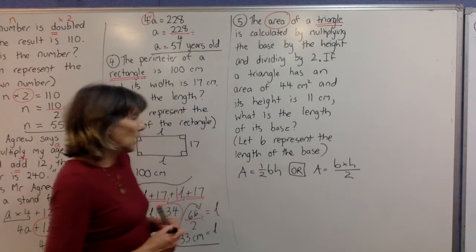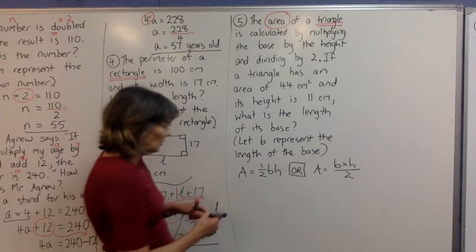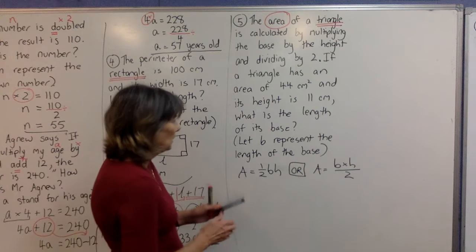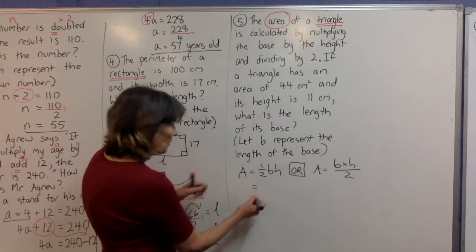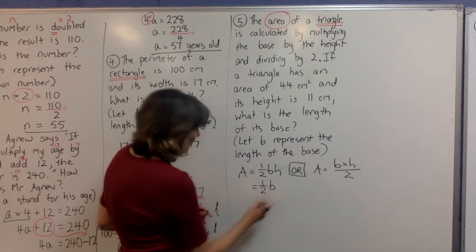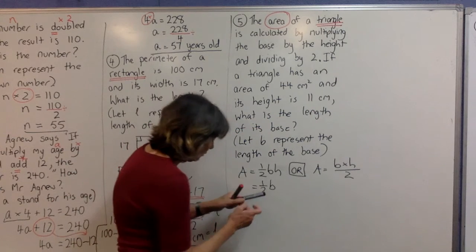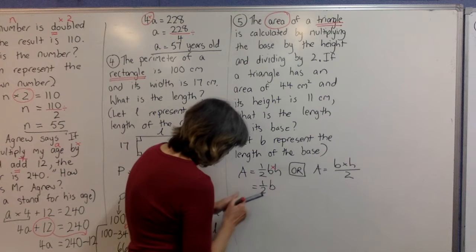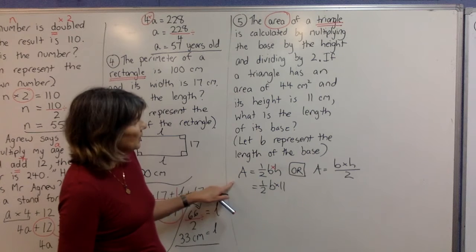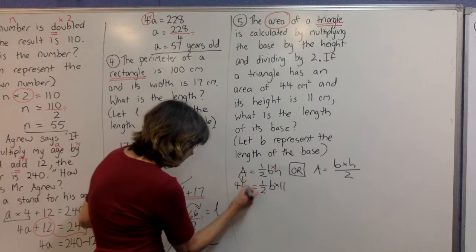All right, so they've told you that you're going to let B represent the base. Okay, so I'm going to do it both ways. You can pick which one of these two you write down. It doesn't matter. Okay, so I'm going to let B represent the base. Well, it already does, doesn't it? So we can just write half B. Now, the height of the triangle, they told you was 11. So we want to be writing the times sign in here, and then the 11 for the height. Okay, now the area they told you was 44. So in that spot there, we put 44.